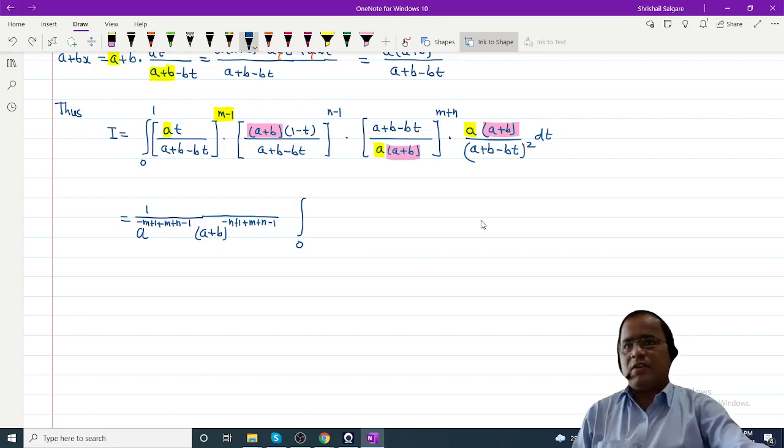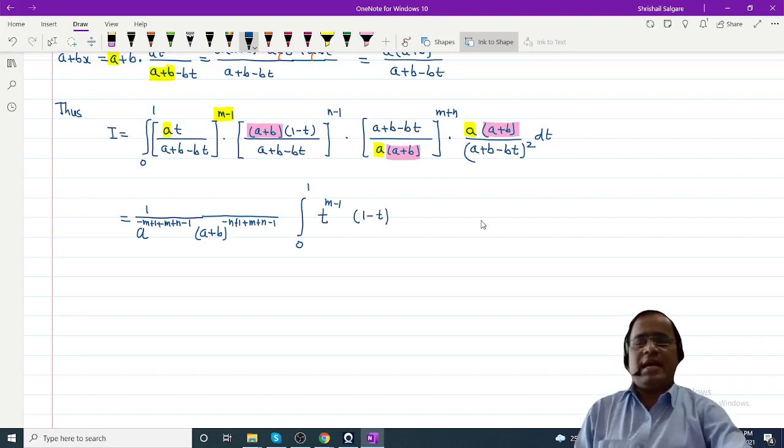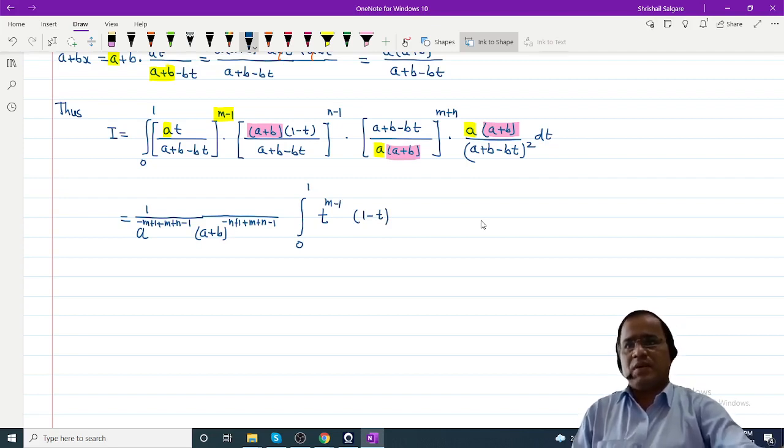Now under the sign of integral you are having three factors. First one is the t term. There is only one t term, and that is t raised to m minus 1. After that, suppose I am writing the 1 minus t term in the numerator. So what is the power? 1 minus t raised to, that is also a single term, n minus 1. After that, a plus b minus bt, that term should vanish. It should come as a 1.